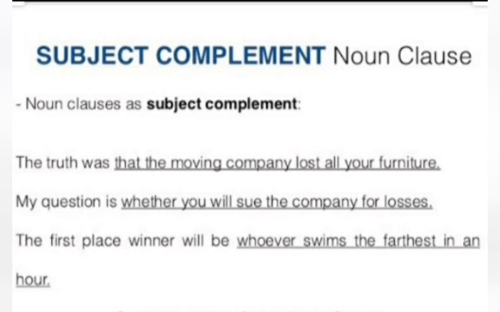Now I find out the subject and verb in the sentence. What is the subject in the sentence? My question. What is the verb? Is. So what is the question all about? The question is about whether you will sue the company for losses. This is being talked about for the question. So this is your what? Subject complement. Since it is adding information about the question, the subject. Yes, so we can say that your noun clause acts as subject complement. Clear?